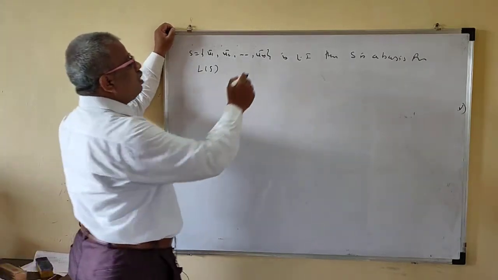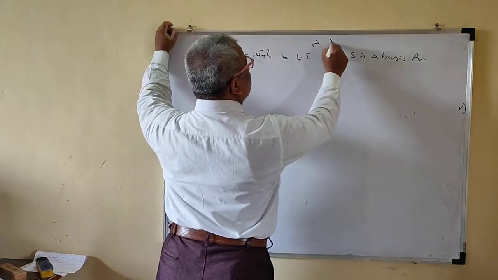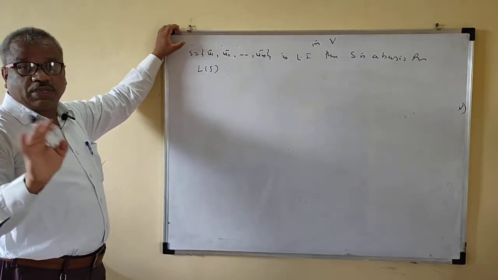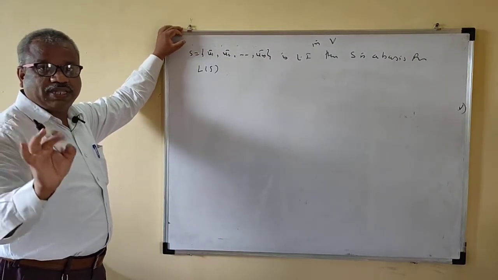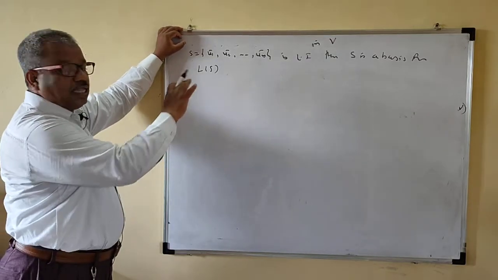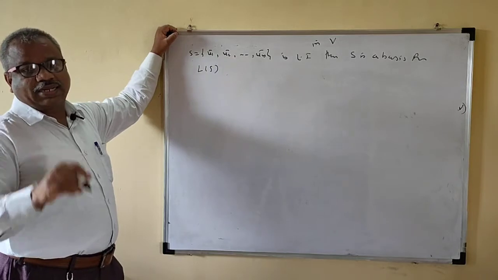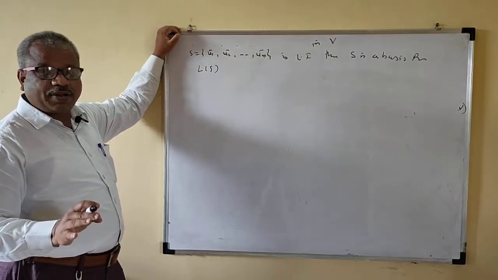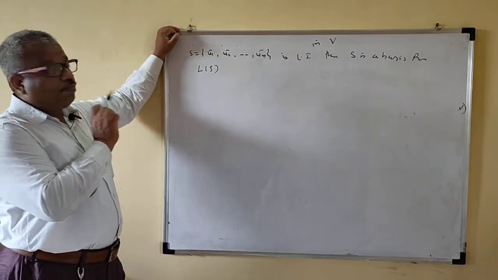Okay, so S is linearly independent in a vector space V, suppose. So L(S) is a subspace of V. S need not be a subspace; S will be a subset. So a linearly independent set does not imply that it is a subspace. S is a subset of V, it is linearly independent, then S is a basis for L(S).